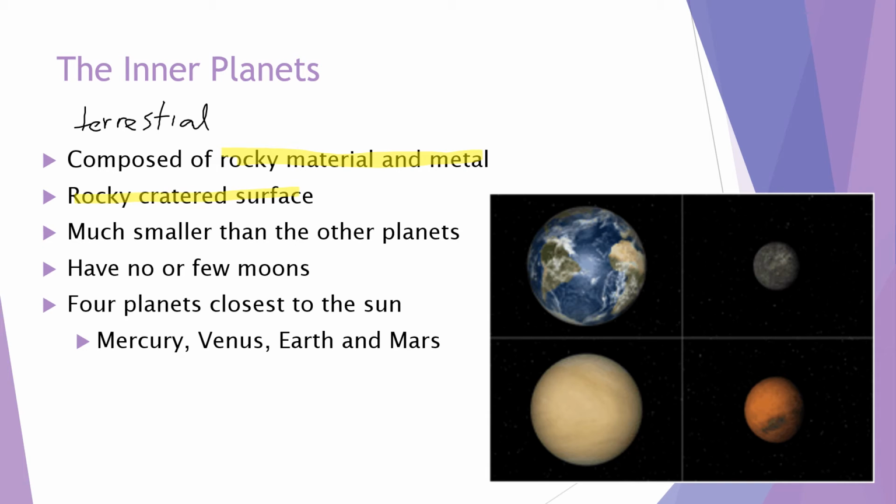They are much smaller than the other planets. So the 4 inner planets are smaller than the 4 outer planets. The inner planets have no or very few moons, and they are closest to the sun. Again, Mercury, Venus, Earth, and Mars. Because of their rocky material, they have densities that are similar to many rocks.